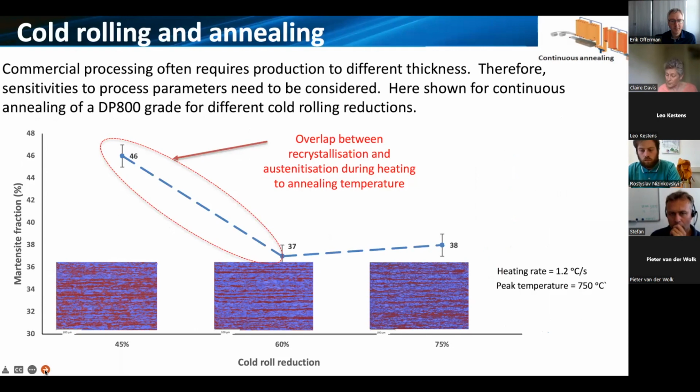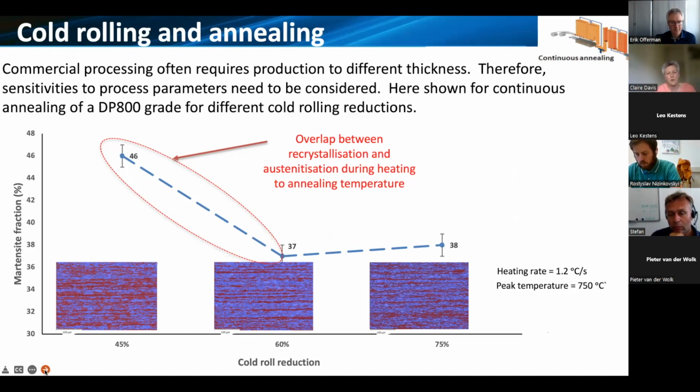Following my journey through the processing route, let's move on to the cold rolling and annealing stages. The cold rolling is predominantly there to result in the required thickness that customers want for our strip, but it also will give us different cold rolling reductions, therefore different stored energies in our strip that will drive the microstructural development processes during annealing. And it's important to look at the sensitivities to the different processing parameters for the final product.